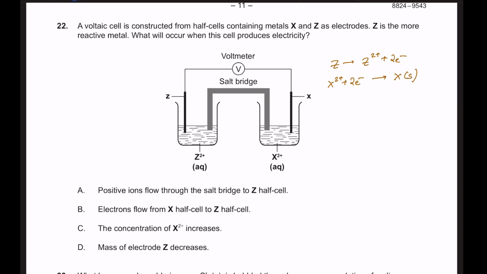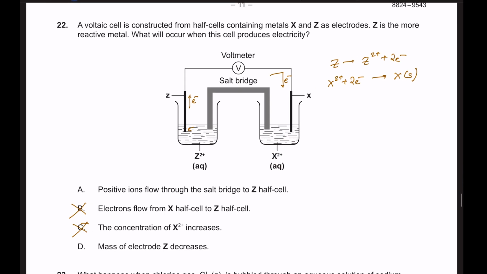Let's look into the options one by one. Electrons are generated here, and the electrons will flow from Z to X. So "electrons flow from X to Z" is incorrect, which is option B. Next, concentration of X2+ increases, but X2+ concentration will decrease with time because X2+ will react with 2 electrons to form X solid. With time, X solid will become fatter, but X2+ concentration will decrease. I'll also eliminate option C.